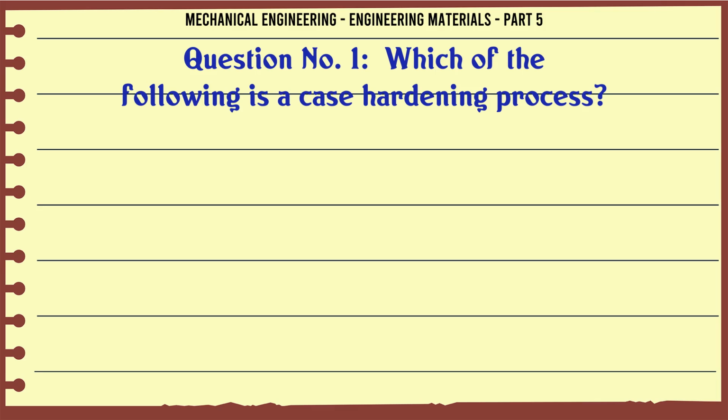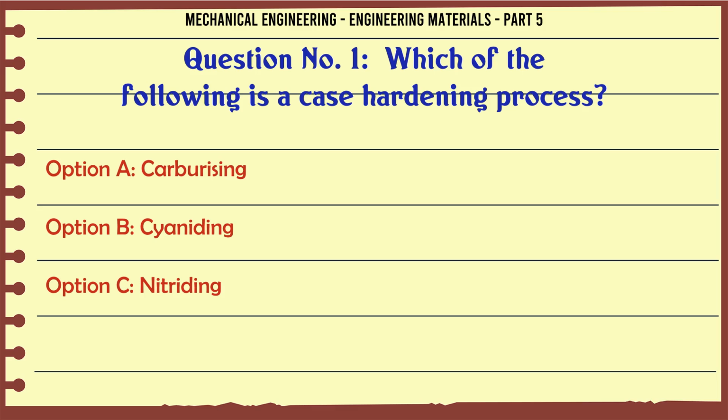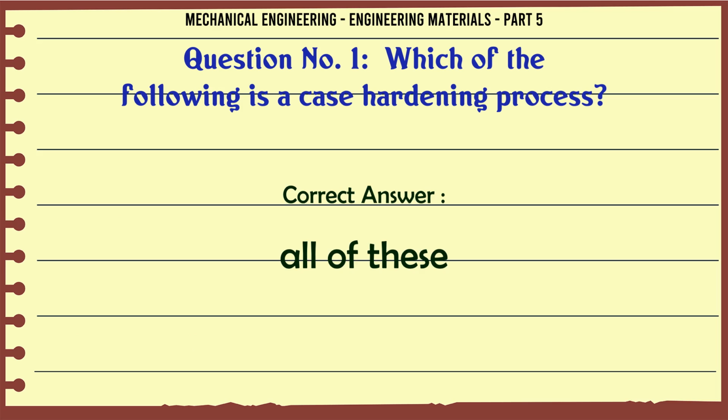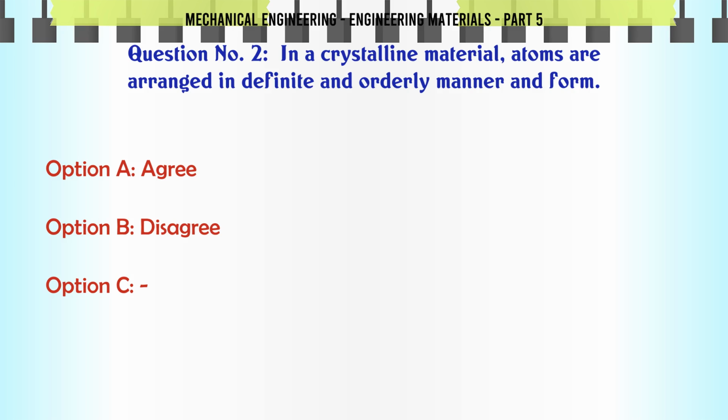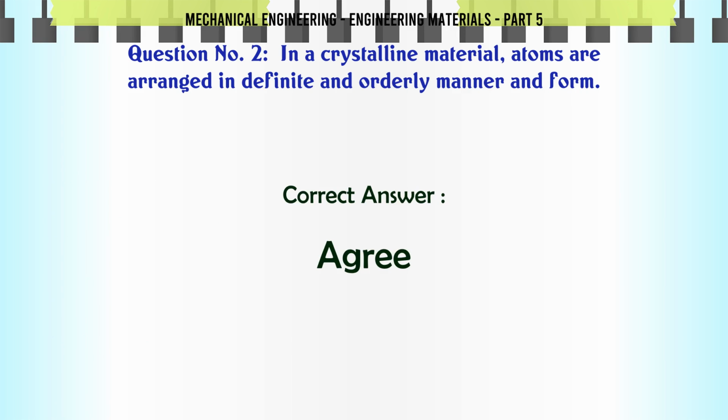Which of the following is a case hardening process? A. Carburising. B. Cyaniding. C. Nitriding. D. All of these. The correct answer is all of these. In a crystalline material, atoms are arranged in a definite and orderly manner and form a space lattice. A. Agree. B. Disagree. The correct answer is agree.